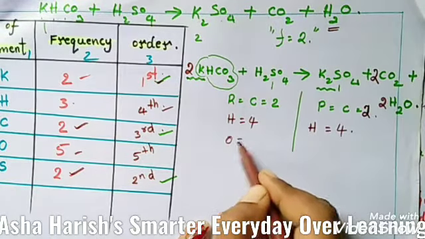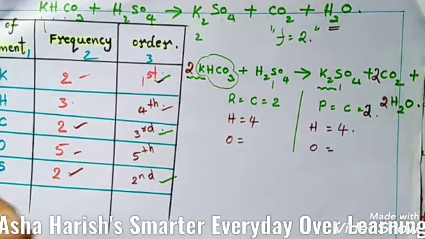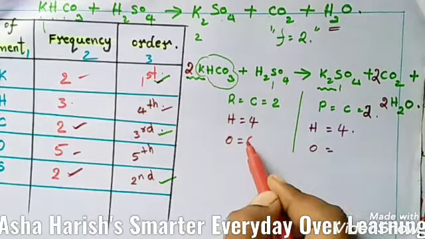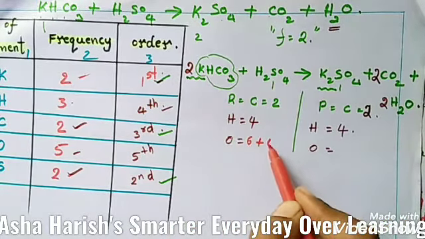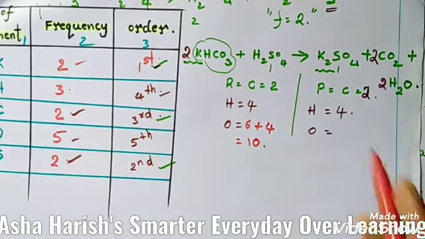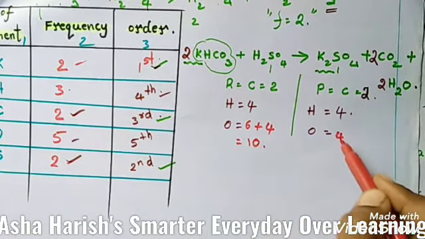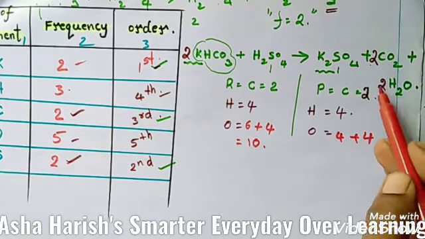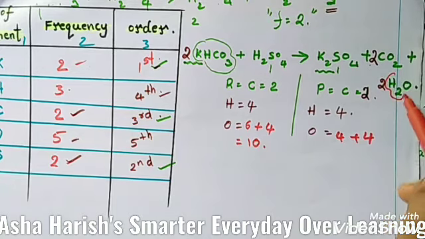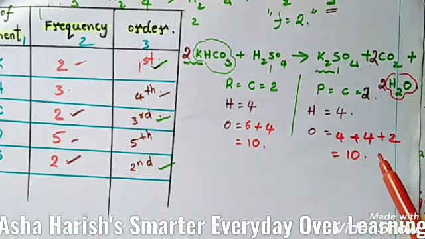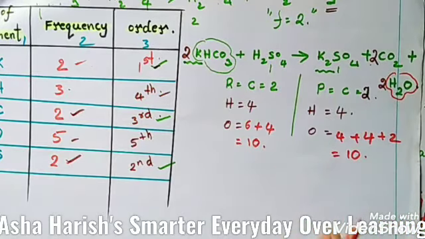And what about oxygen students? Let's count it on the reactant side and the product side. Here you can see 2 times 3 is 6, plus here already 4, so the total is 10 oxygens. Coming to the product side, 4 oxygens, plus 2 times 2 is 4 oxygens, plus here 2. This 2 belongs to this complete compound. Now the total is 10 oxygens. Now students, the equation is balanced.